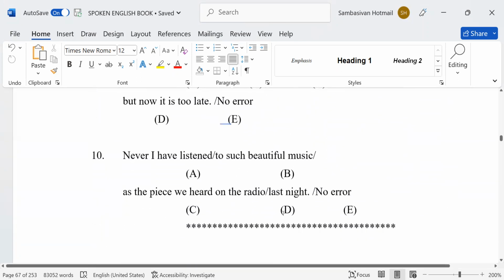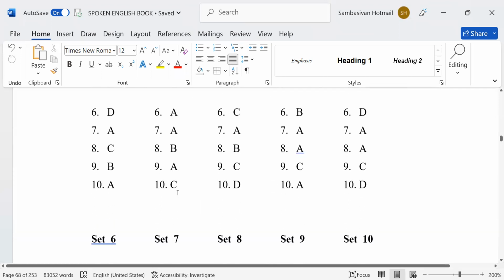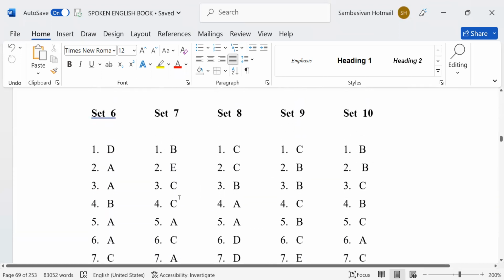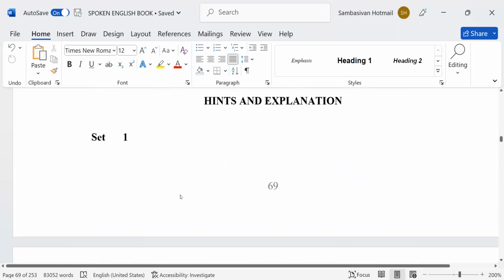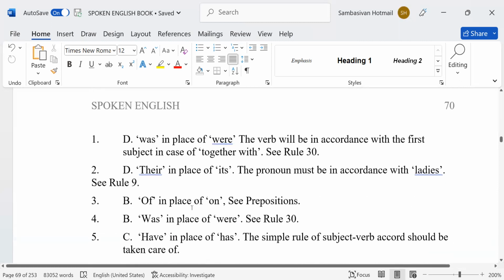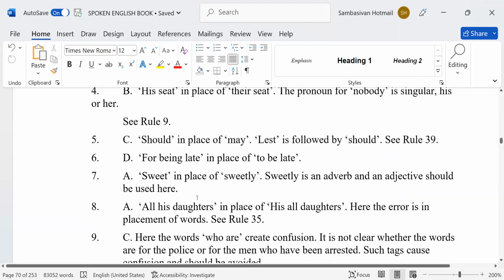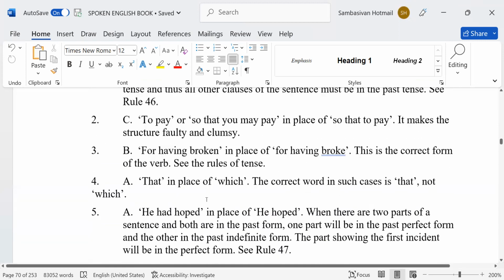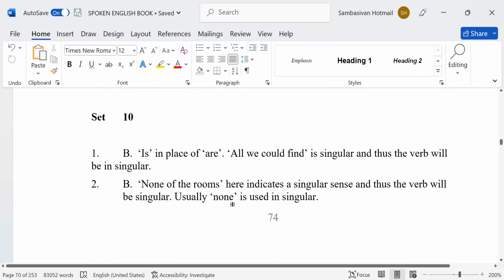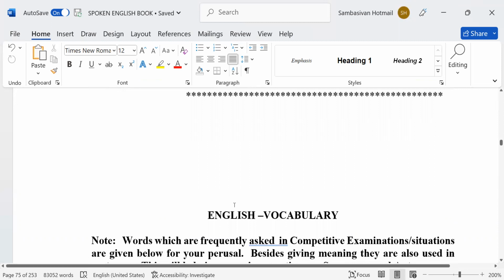There are 10 sets given. The answers are also given here. Please check with the answers. And I think the explanation is also given: why D is the answer, why B is the answer. That is also given. Please go through this. Try to do as many as possible. But of course, this is nothing new. You are doing it already in your preliminary English papers.